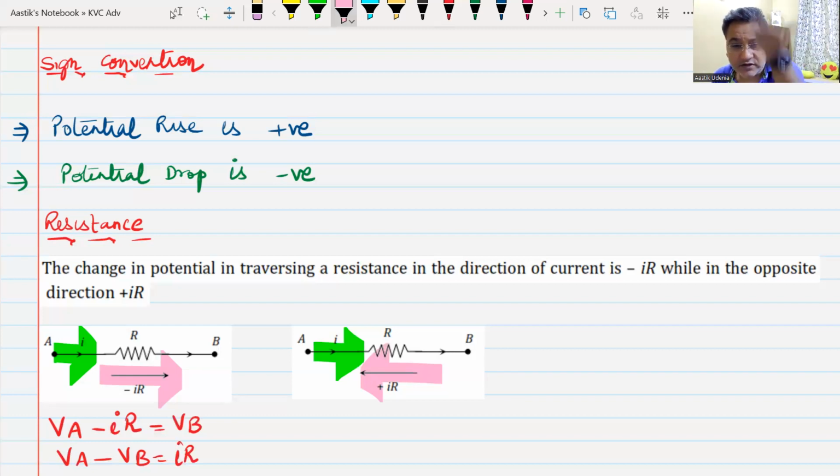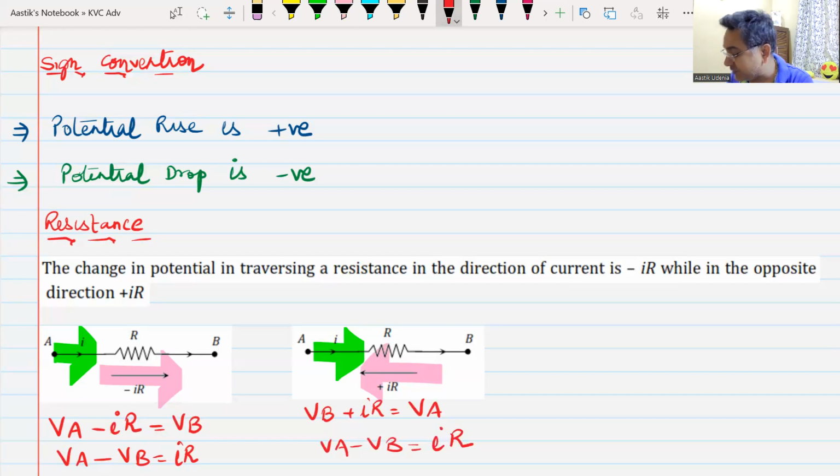So is the potential going to rise or is the potential going to drop? Rise, sir. So I start from point B because I'm moving from B to A. Now I can write the equation like this: VB, and I'm moving opposite to the direction of current, so plus IR will be equal to VA. If I just transpose the equation, I will get the same equation as in the previous case. That means it does not matter whether I am moving from A to B or from B to A. The equation remains same.